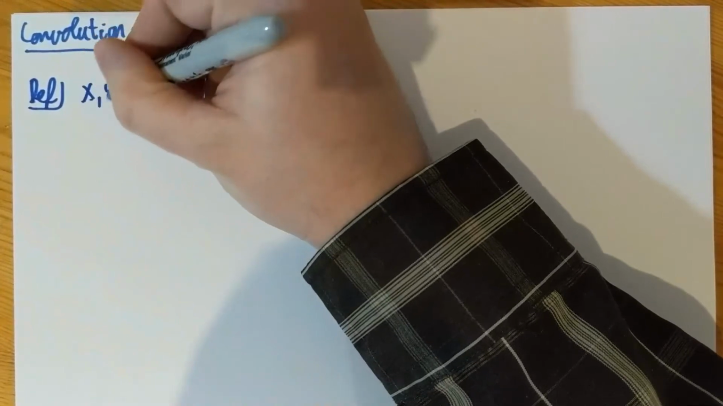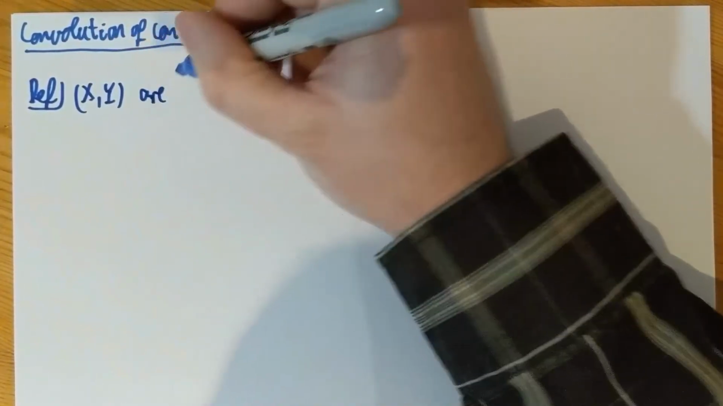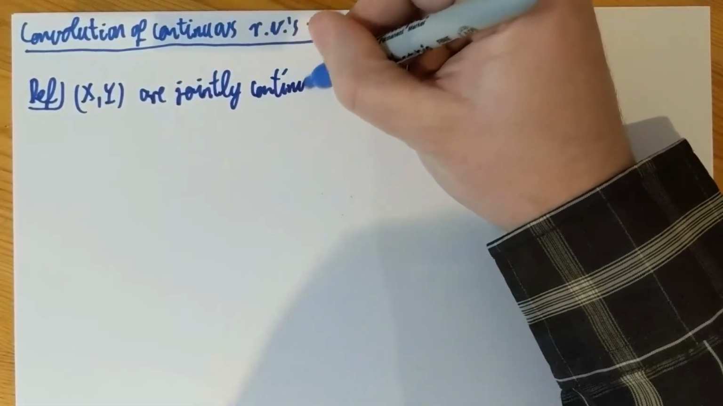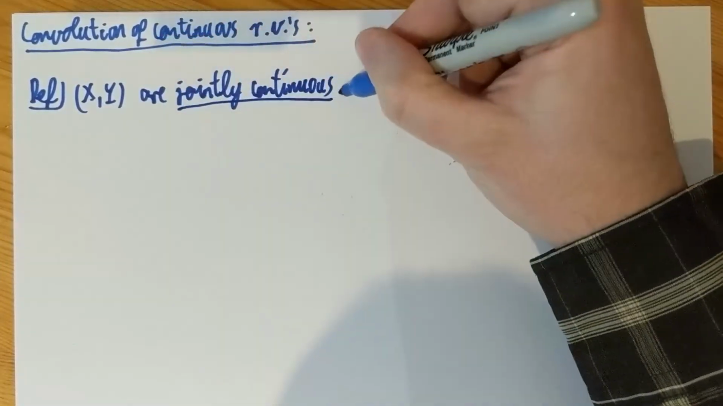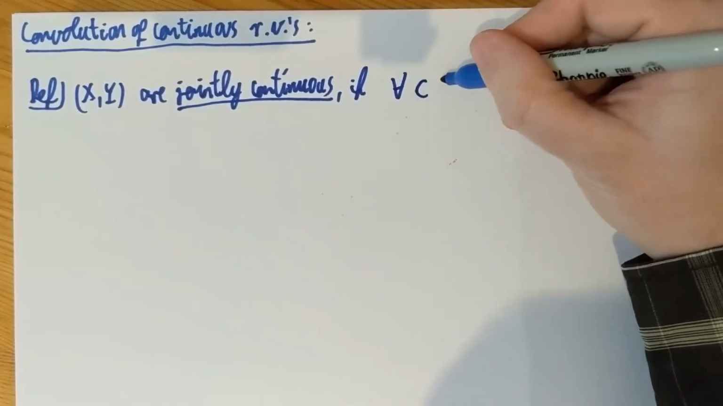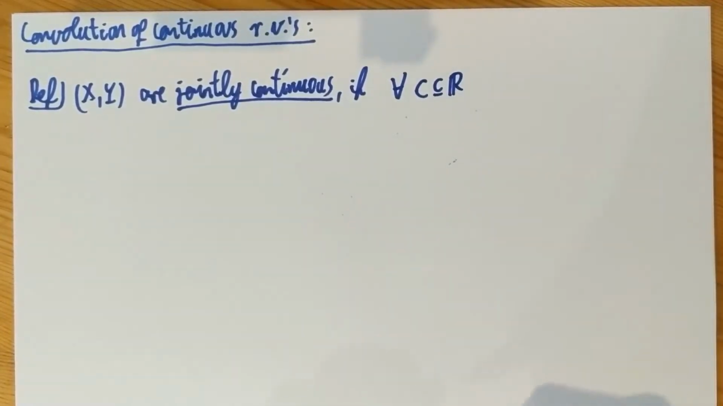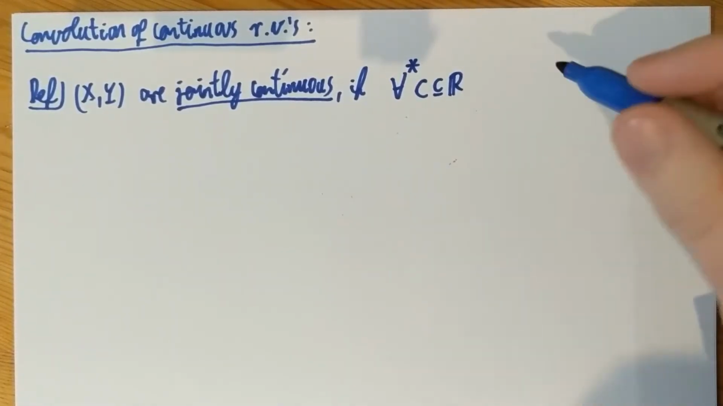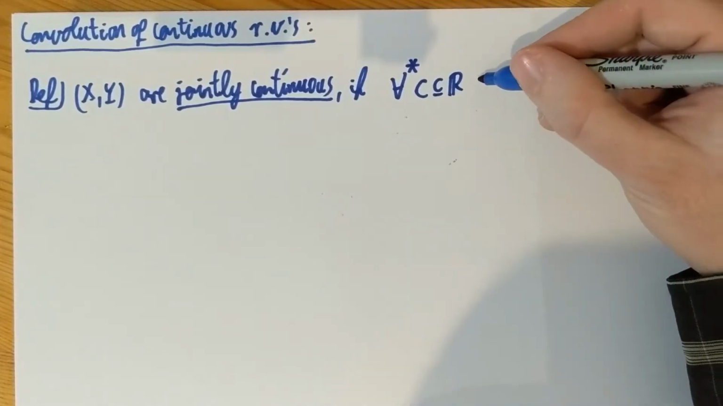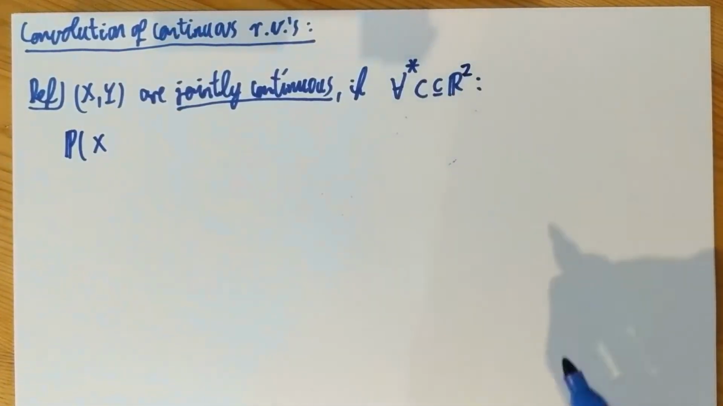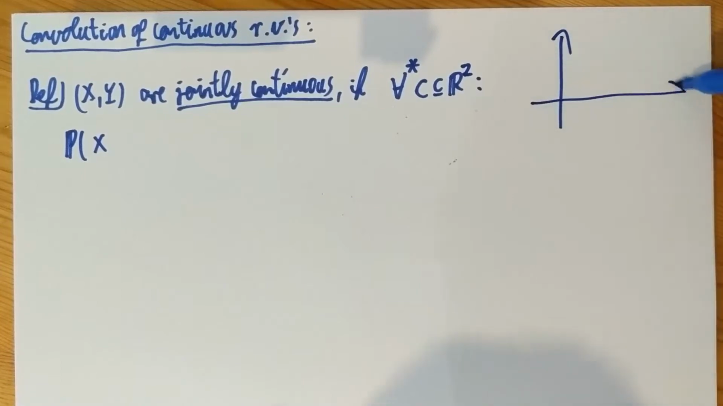So X and Y, a pair, are jointly continuous if the following is true. Take any subset C of R. Well, technically it's not any, so let me put a little star here. Any measurable subset. If you know what it is, that's fine. If not, you'll know this later on. We have the following. The probability, and it's a subset of R squared actually, so on the plane.